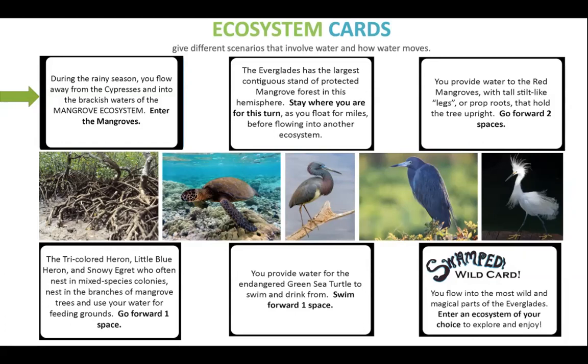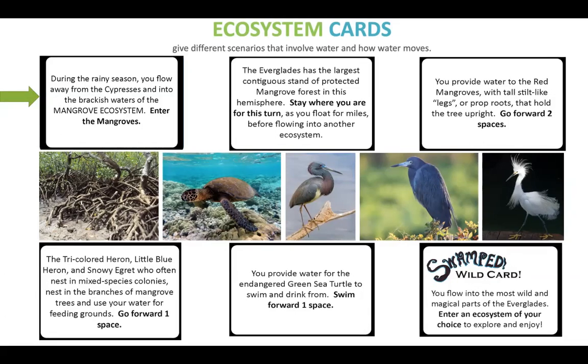You provide water for the endangered green sea turtle to swim and drink from. So of course, learning about endangered species. And then there are a couple of special cards throughout the game, like the swamped wild card, which was highlighted in the video earlier that you all saw. You flow into the most wild and magical parts of the Everglades, enter an ecosystem of your choice to explore and play. Again, the more excited the kids are, the more they're going to learn from it. So really getting them to visualize themselves as that drop of water and experience it as a magical place, a magical experience, I think really enhances and increases their ability to learn while playing it.